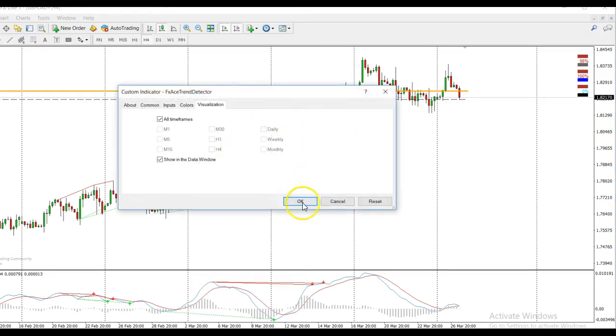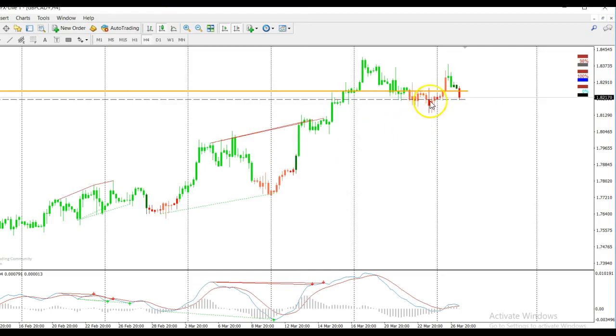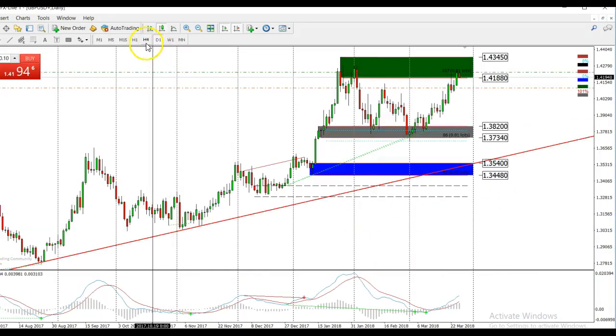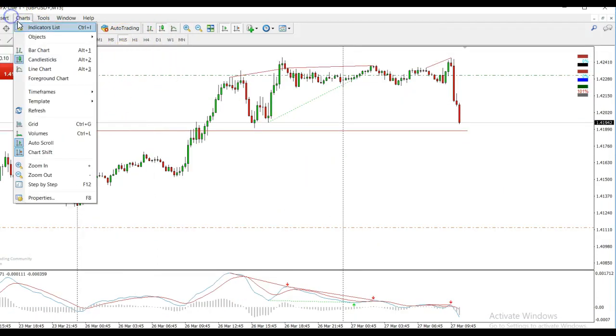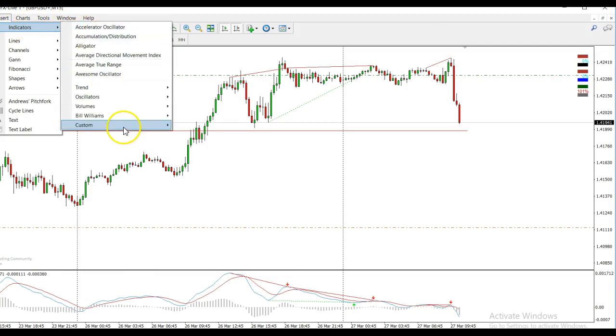There we go. And it just gives you color codes when the trend is changing. So let's have a look at this British Pound USD trade. Let's see if I can put it in on it.